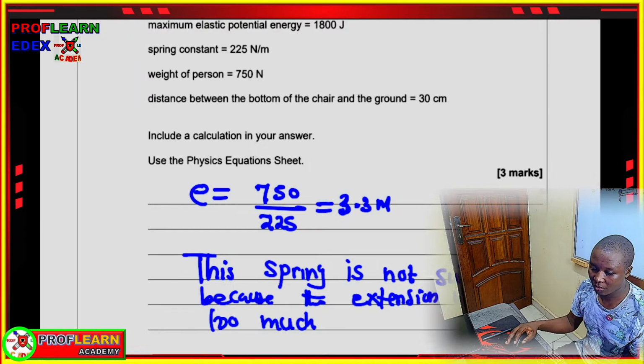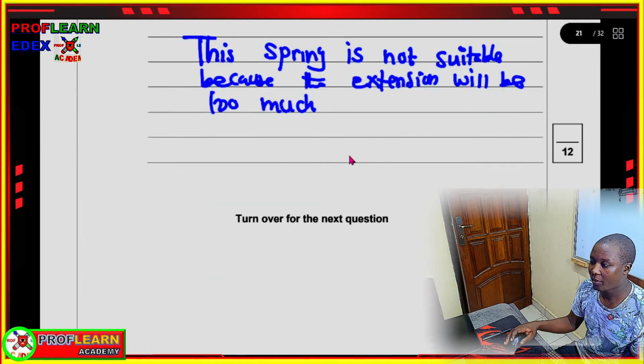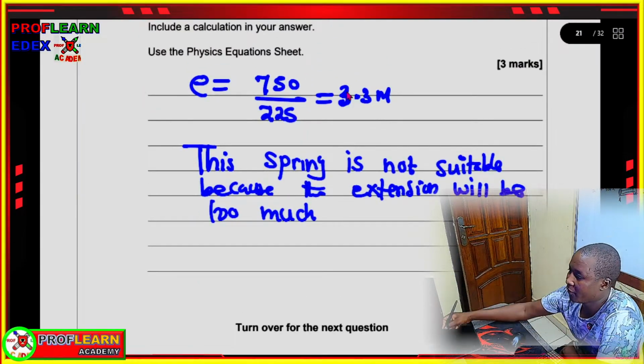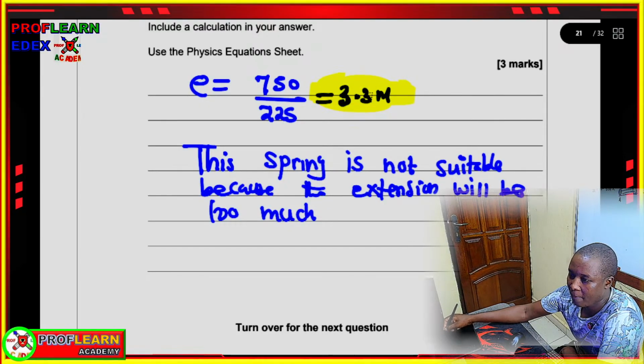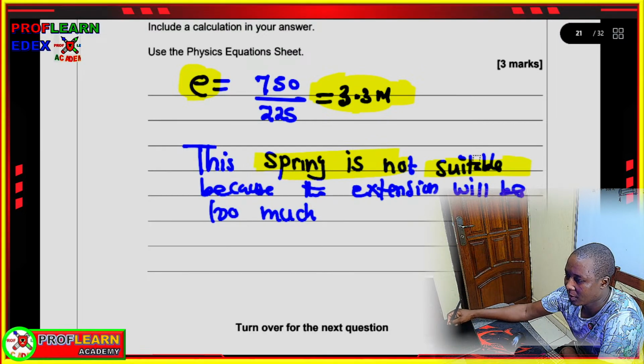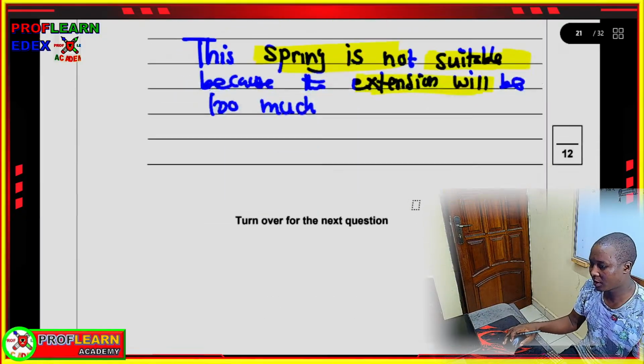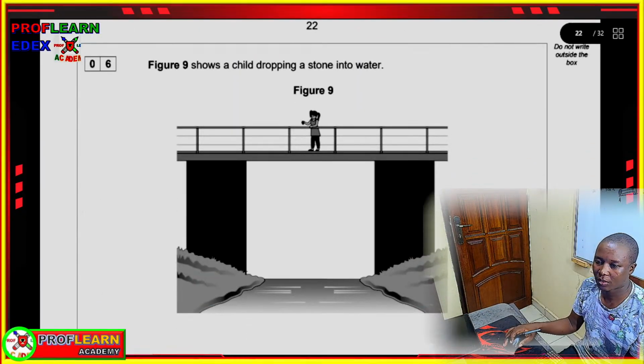All right, so we need to move to the next part. What you are supposed to do in this question is to work out the extension, and in order to work out the extension, this is the formula to use, and then we check the suitability because the extension is too long to be withstood.